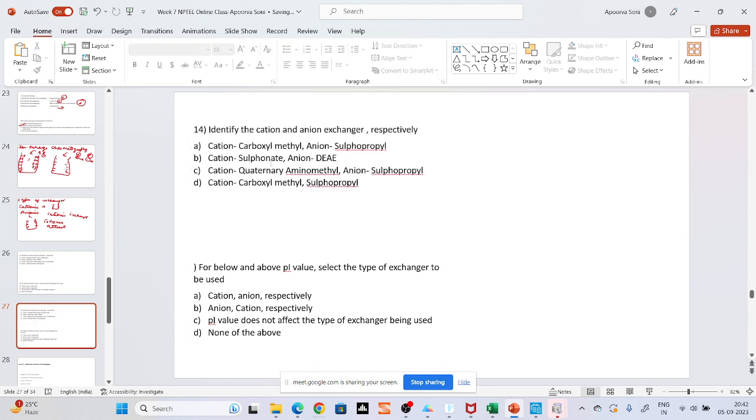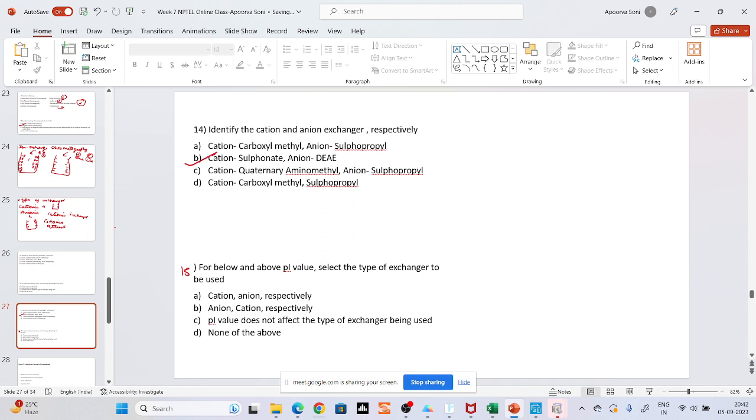Now identify the cation and anion exchanger respectively. Which one is the cation exchanger in all of this, and which one is the anion exchanger? Carboxyl methyl is cation exchanger. DEAE is anion exchanger. So which option do you think is the right one here? Option B. Correct.